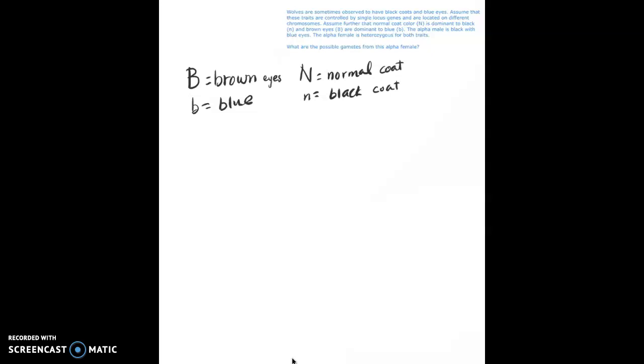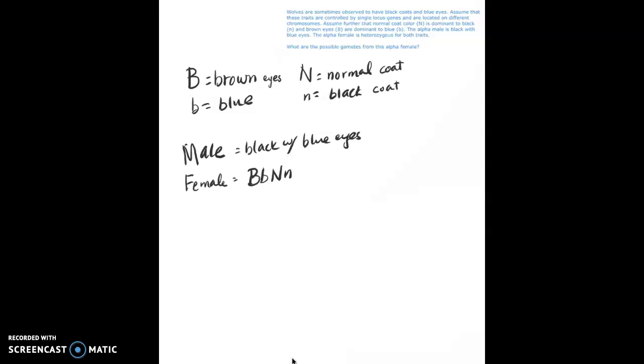Okay, and then it says the male is black with blue eyes, and the female is heterozygous. Okay, so she's heterozygous. That's pretty easy. She's going to be big B, little b, big N, little n. And this problem says, what are the gametes for this female?